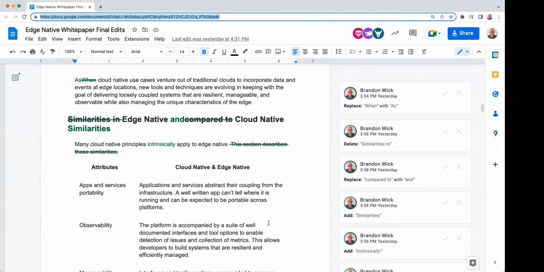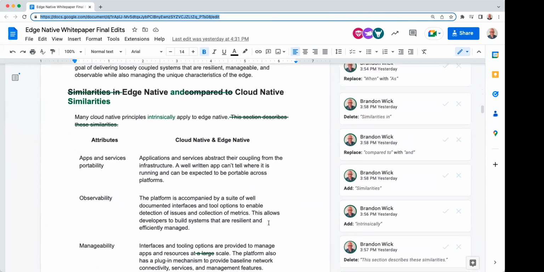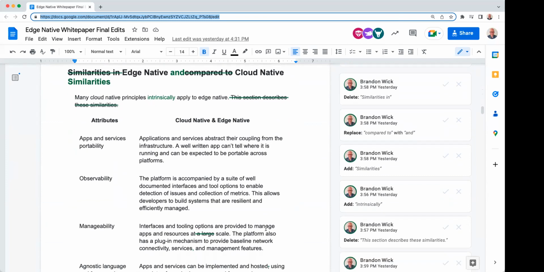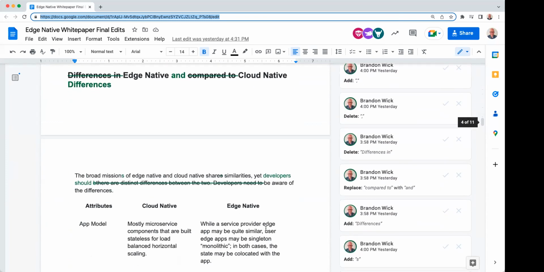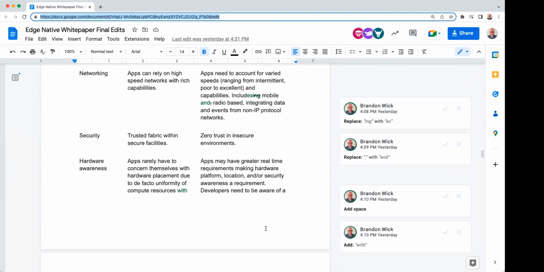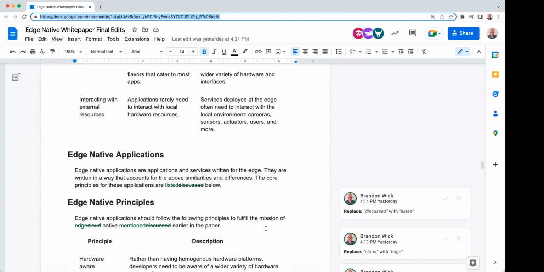Here I'm changing the headers a little bit to make them a little more succinct and a little more clear intrinsically, so that we first call out the similarities, then we call out the differences, and then we get into the principles themselves.